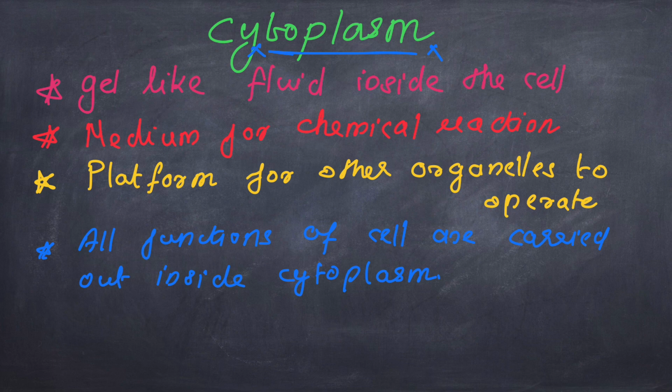Finally, our cytoplasm, which is the gel-like fluid in which all other cell organelles can be seen, and it is the medium for chemical reactions inside the cell, and it is the platform for all other organelles to operate. That means all functions of the cell are carried out inside the cytoplasm.